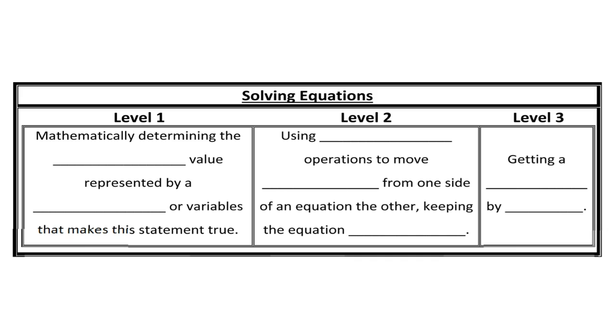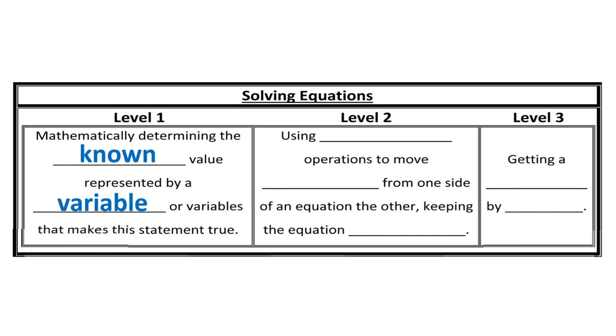Understanding equations, we can look at them at 3 different levels. At the most complex level, we can look at solving an equation as mathematically determining the known value represented by a variable or variables that makes the statement true. We've explored this definition when we've plugged values back in to check if we're correct. If we have the correct solution, when we substitute that solution back in, it'll create a true statement.